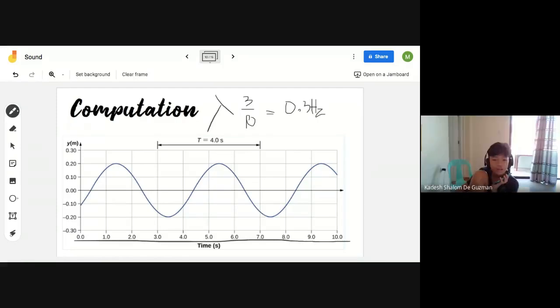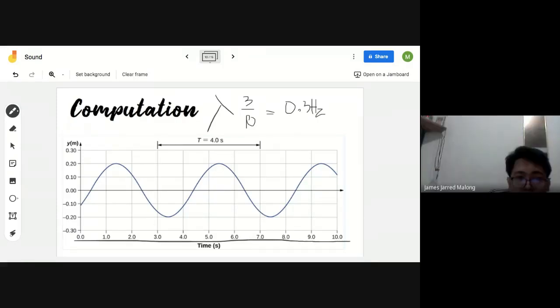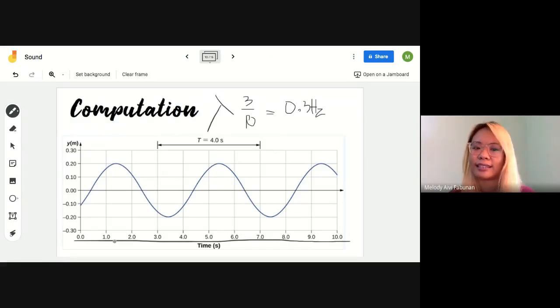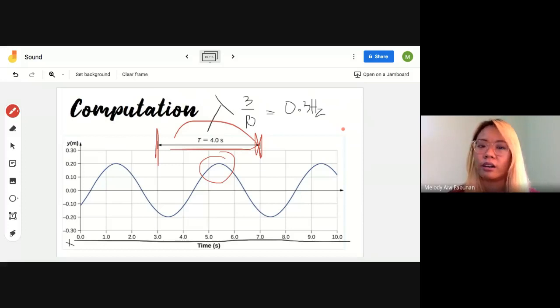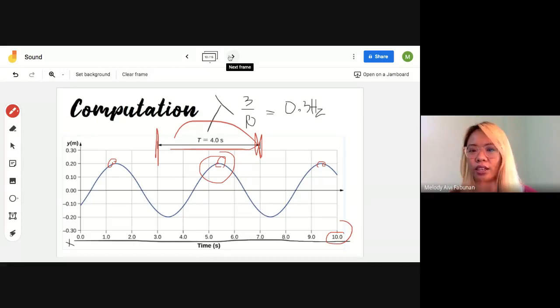Sir, kala ko din yung time sa 4. I already told you the time is found in the x-axis. This is the x-axis. And pinakita naman niya yung time is only from this part going to this part. If we're going to use 4 seconds, there is only one wave generated in 4 seconds. So 1 divided by 4. But you counted this, and you counted this. So 10 seconds. Okay? So that is the frequency of our sound.